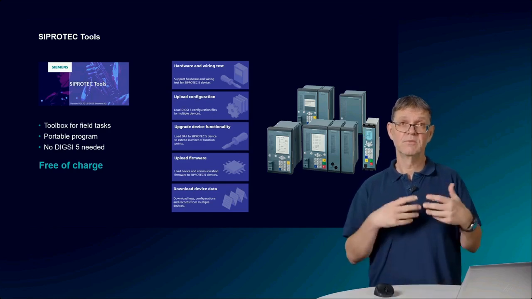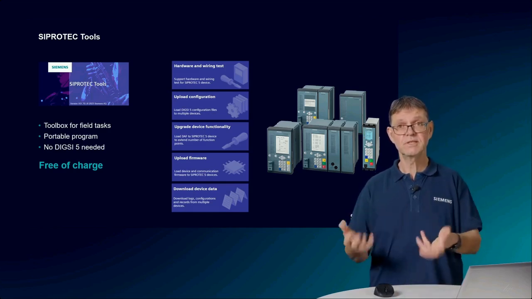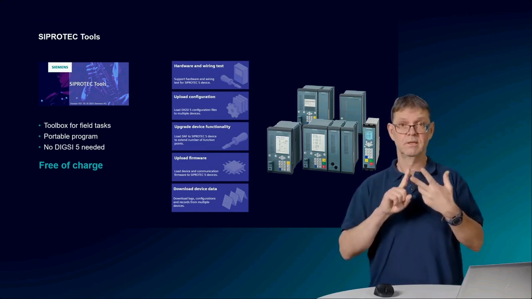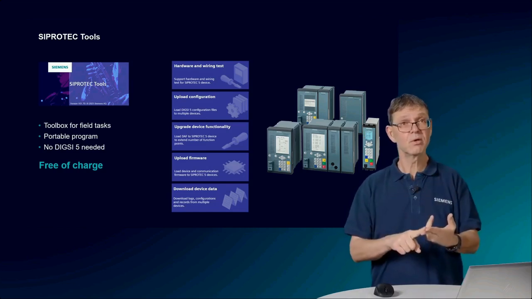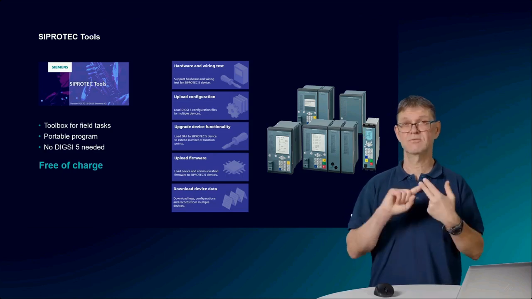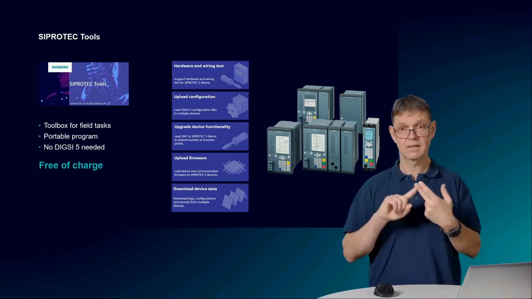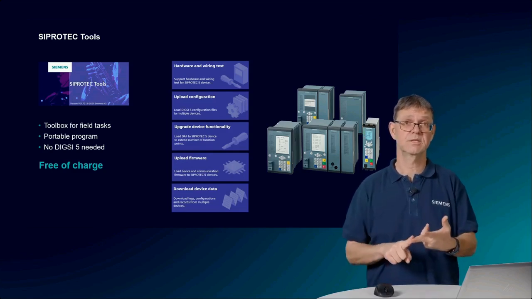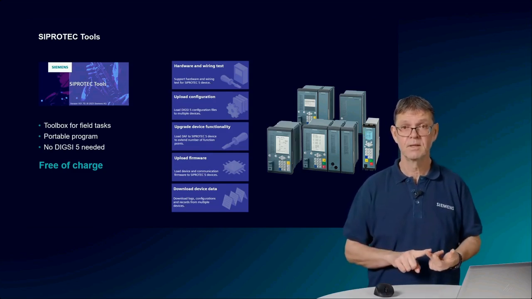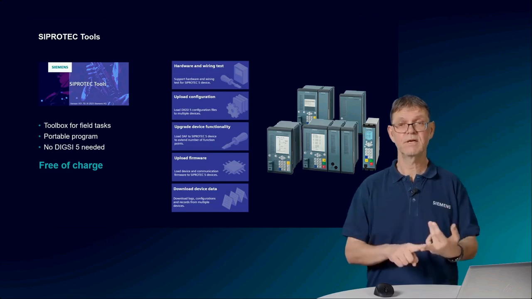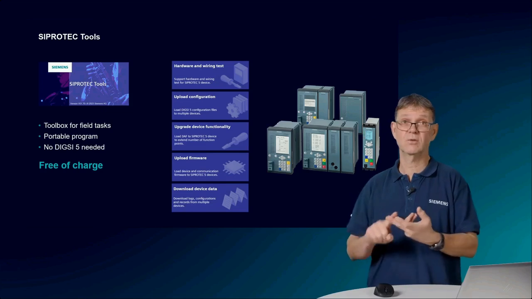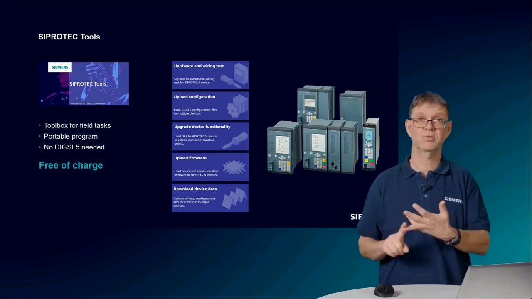Good. The same with firmware, you can upload a firmware into the relay. Firmware and configuration you can upload to a big amount of relays at the same time. So this is a very fast uploading into the relay, even faster than with a DIGSI 5, I would say. And finally, you can download device data from the relay to your PC, like fault records, like the configuration, other process data.